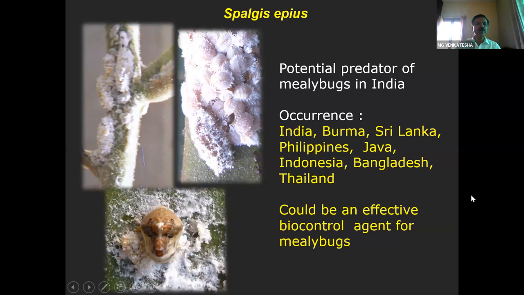This can be mass multiplied and introduced in the control of any species of mealybugs. And one more advantage here is that most of the ants are not able to drive away the caterpillar of this F fly. So this is the advantage here. This could be an effective biocontrol agent for mealybugs worldwide. Next slide, please.